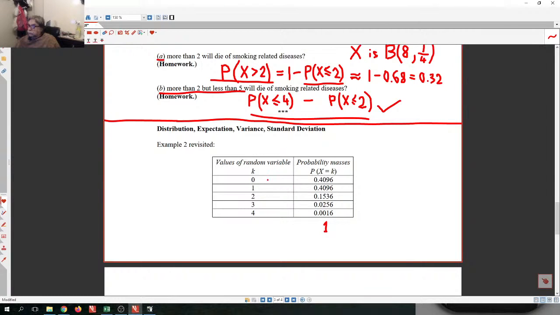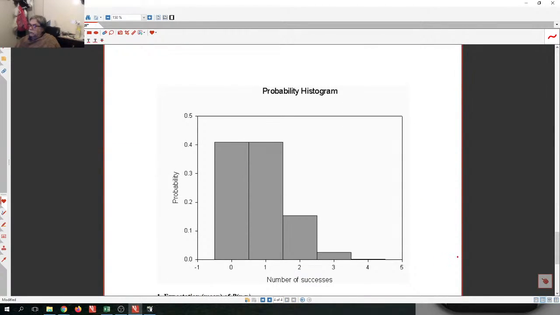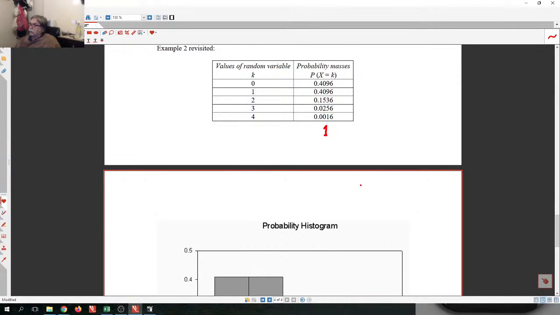So again, the values of the variable are how many questions he can get right: 0 or 1 or 2 or 3 or 4. And then you calculate the probability for each one of them by simply using the formula. That's it, so that's the distribution. And here's a probability histogram. You can get 0 with about a 41% chance, 2 with a little more than 15% chance, 3 with a 2.6% chance, not likely at all, and 4, almost never, less than 1%.